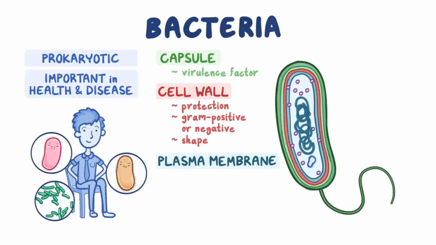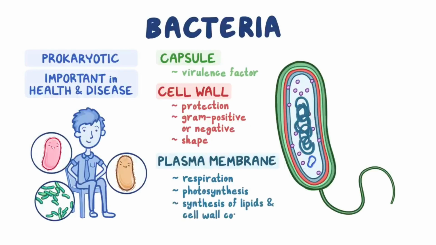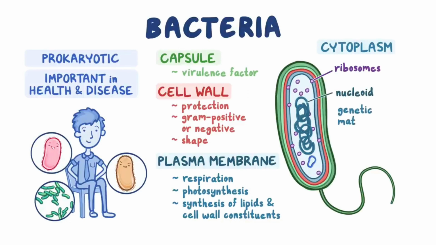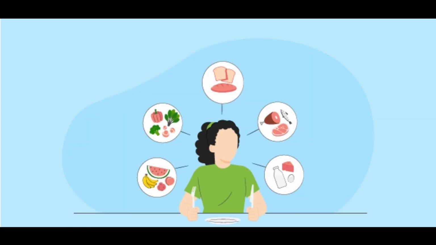The plasma membrane is present in the cell wall of the bacteria, and its functions are respiration, photosynthesis, and synthesis of lipids of the cell wall and constituents. Moving to the cytoplasm, which has ribosomes, nucleotides, genetic material and plasmid.